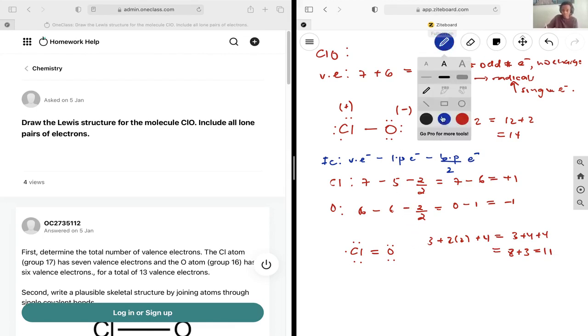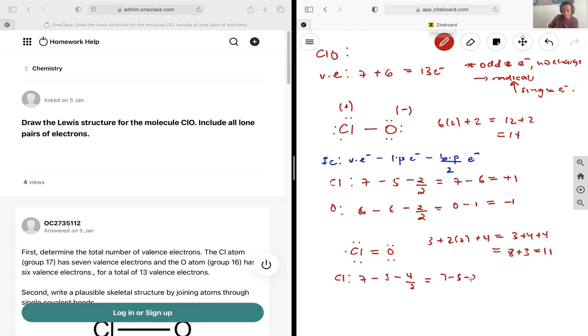And then now let's double check our formal charges again. So on Cl, it is going to be 7 minus 5 minus 4 over 2. And that is going to be 7 minus 5 minus 2, giving us a 0. Oxygen, it is going to be 6 minus 4 minus 4 over 2, giving us 6 minus 6, which is again going to be 0. And so we've minimized the formal charges and the electrons are all accounted for, which means that this is going to be our best structure.